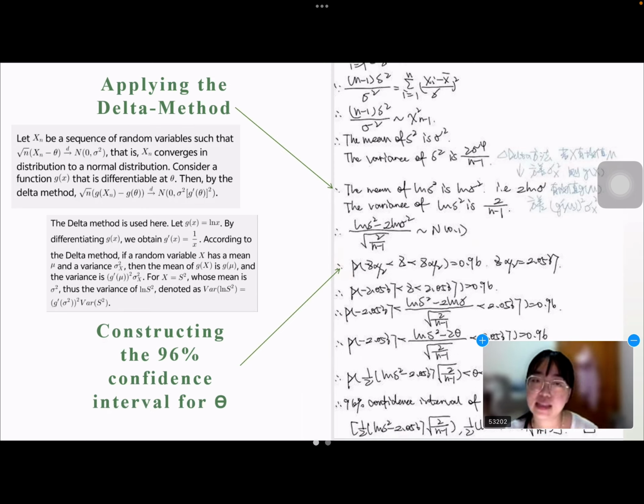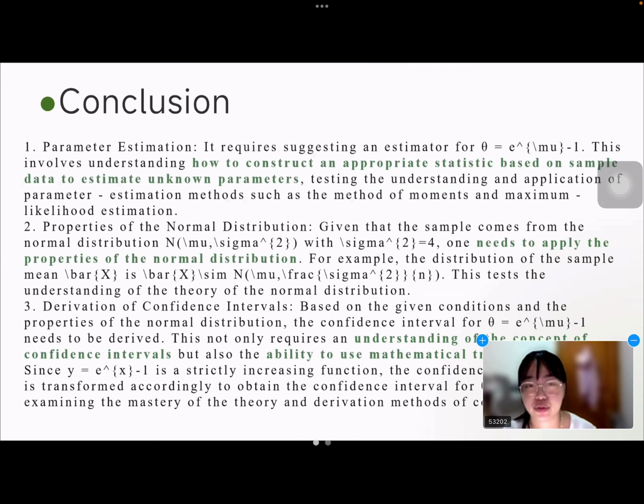Okay, this is the solution of question 1. What we need to do is construct the appropriate statistic based on sample data to estimate unknown parameters, and we need to apply some properties of the normal distribution. Also, we need to understand the concept of confidence interval and know how to construct confidence intervals. Okay, this is question 1.